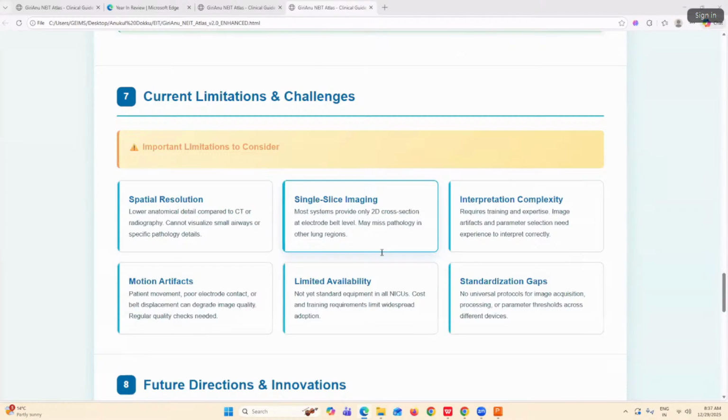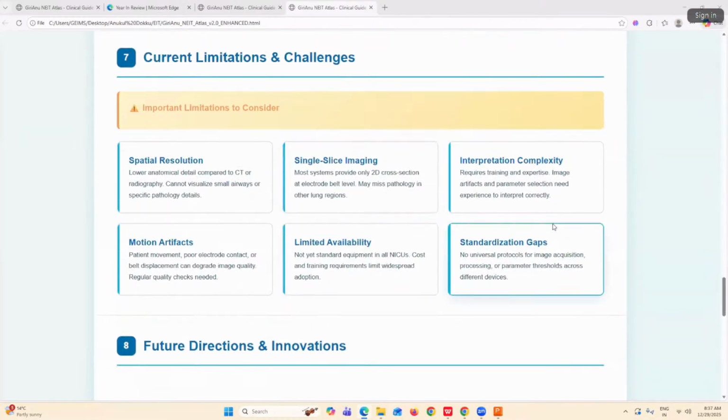At present, the limitations and challenges which we face are, first, spatial resolution. It has lower anatomical detail compared to CT or radiography. It cannot visualize small airways or specific pathology details. And it has single-slice imaging. Artifacts need to be improved. And of course, it has limited availability and a standardization gap. There are no universal protocols as of now.